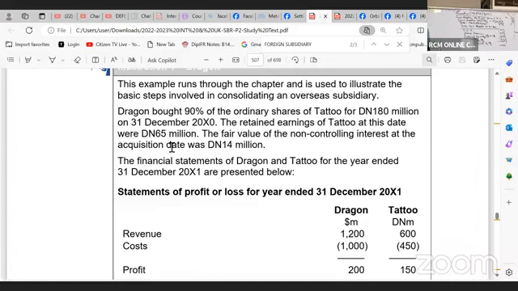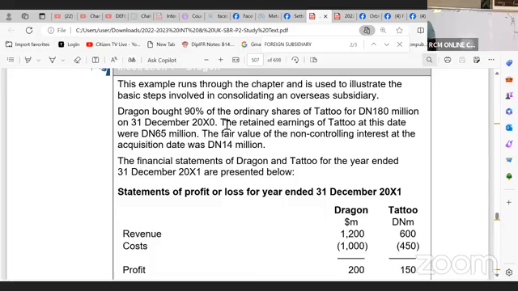All right. Now, out of this information, I'll be able to calculate this goodwill. I'm told that Dragon bought 90% of the ordinary shares of Tattoo for DN 180 million. On 31st December 2010, the retained earnings of Tattoo at this date were DN 65. The fair value of NCI, we have so much there. Let's start, ladies and gentlemen. Please take a screenshot and ensure that you are able to give me the values when I ask you. Then we should be able to get this goodwill pretty fast.